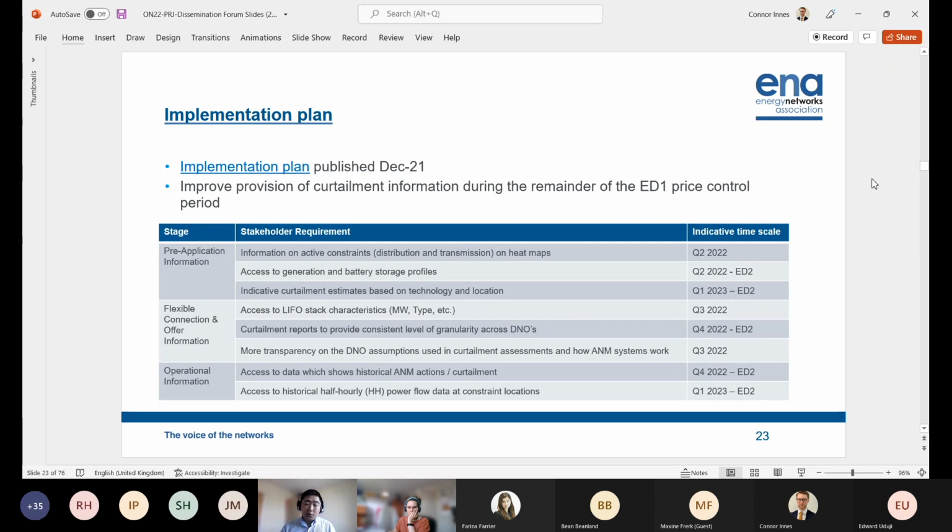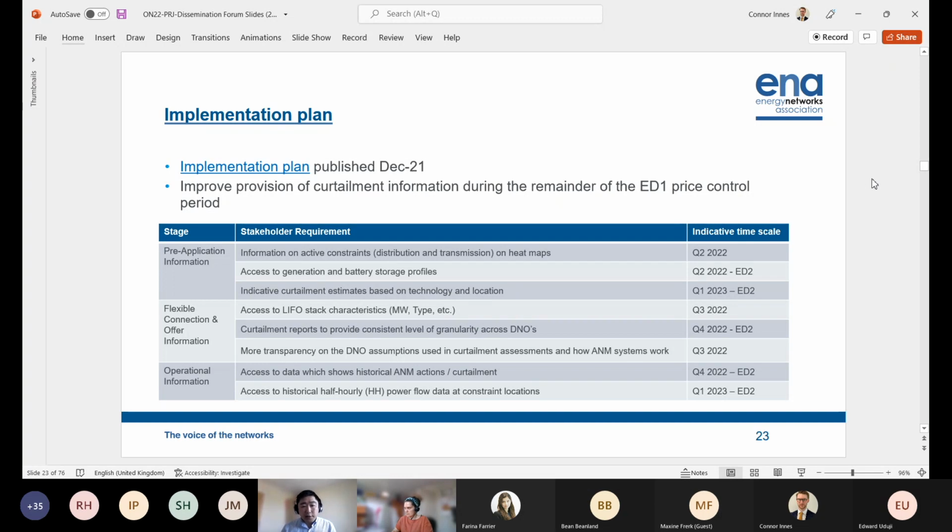You can look up this information online rather than me spending a lot of time reading through it. The idea is we will take steps to address these gaps from 2022 to the end of ED1. As I say, this is separated into 3 different stages.